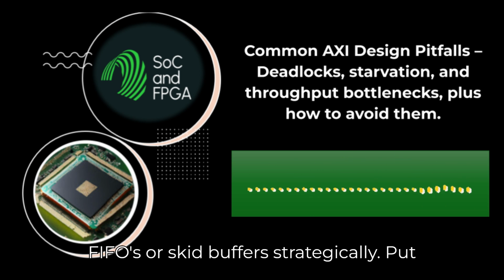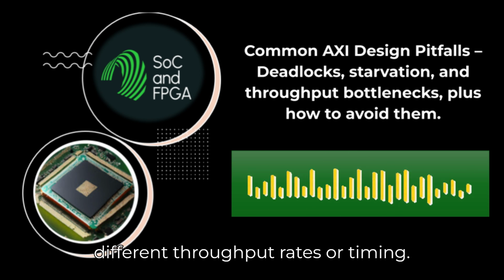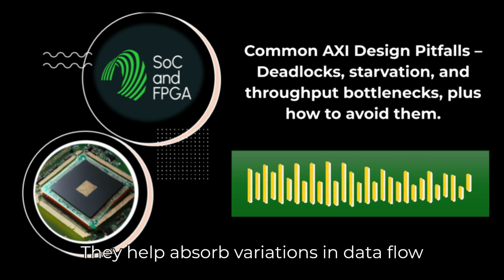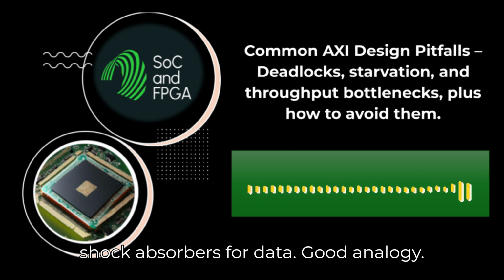Third, use FIFOs or skid buffers strategically. Put them between modules that might have different throughput rates or timing. They help absorb variations in data flow and manage back pressure gracefully without stalling the whole chain. Like shock absorbers for data.